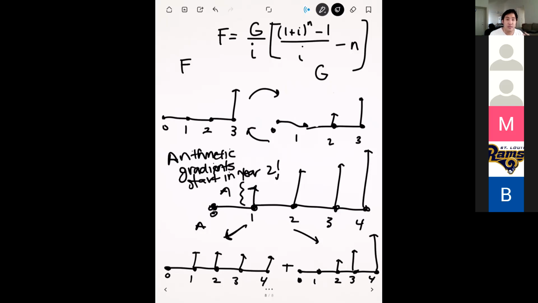And we'll do an example after we finish going over the formulas to illustrate this. Okay? All right, are there any questions on that?